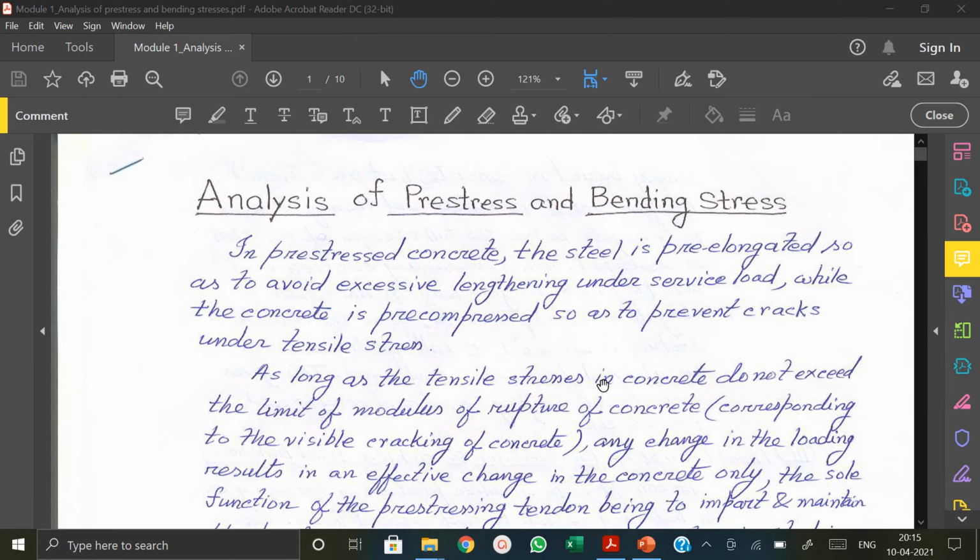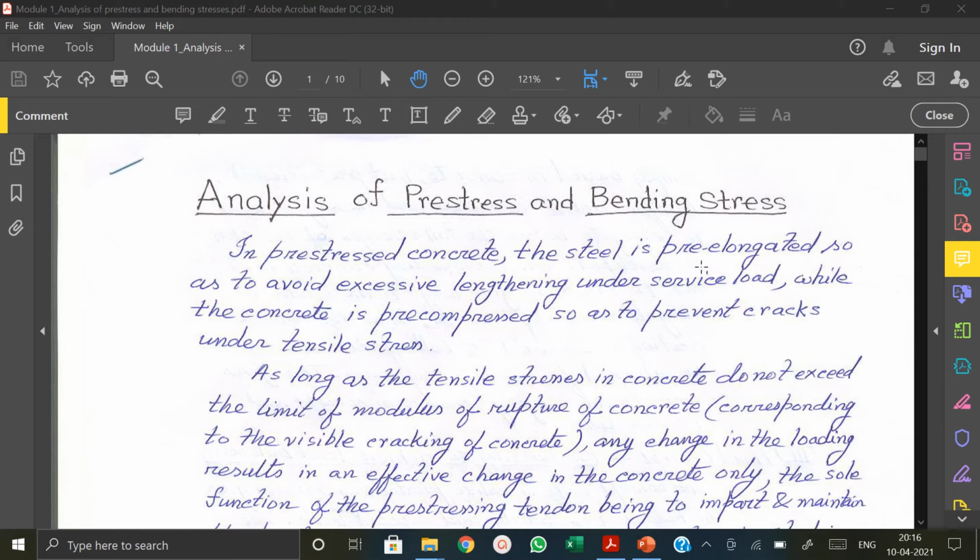Okay. So you can see here analysis of prestress and bending stress. In prestress concrete, the steel is pre-elongated so as to avoid excessive lengthening under service loads. So which means the steel itself is pre-elongated. It is very much stretched so as to avoid the excessive lengthening under the service load. It won't further strain, or it won't undergo elongation under service load because it is already elongated, while the concrete is pre-compressed. It is compressed by a pre-compressing force so as to prevent cracks under the tensile stress.